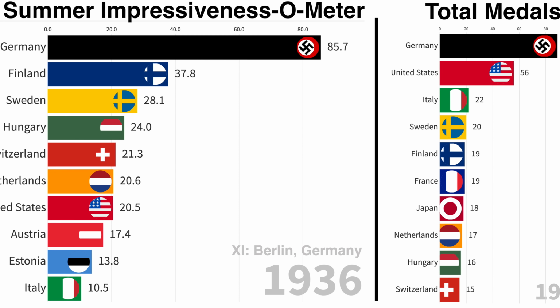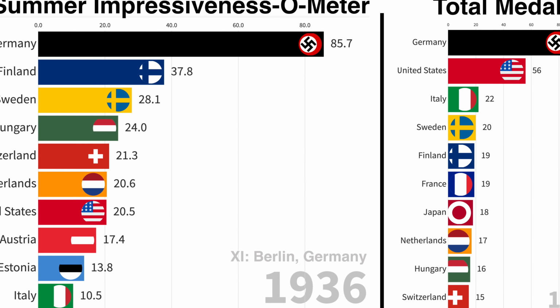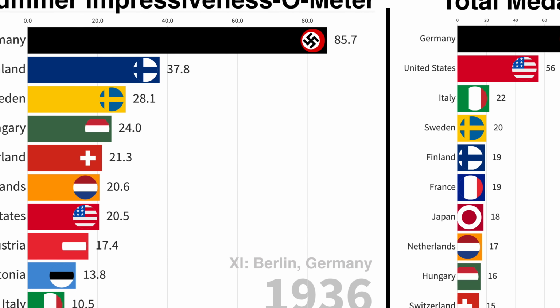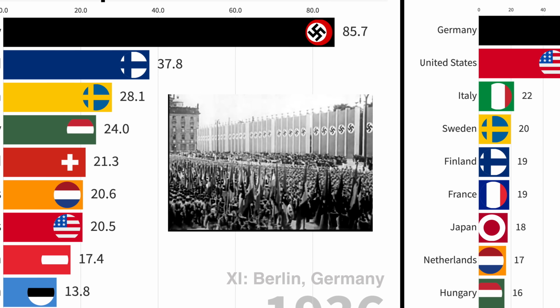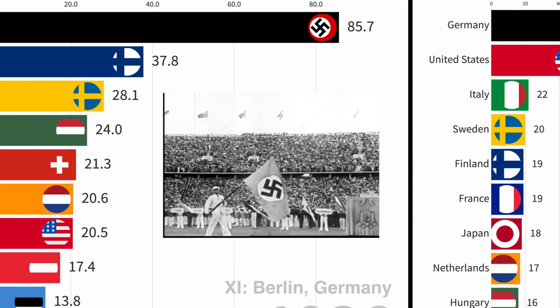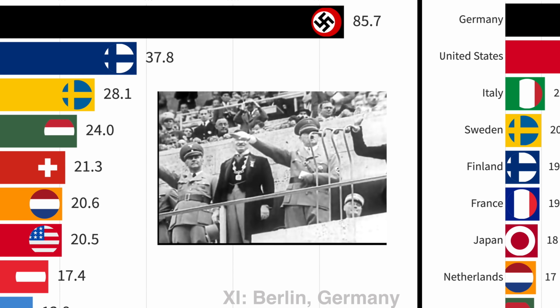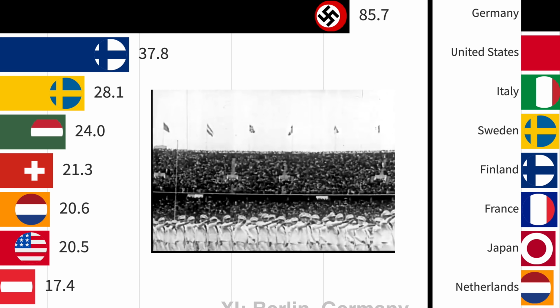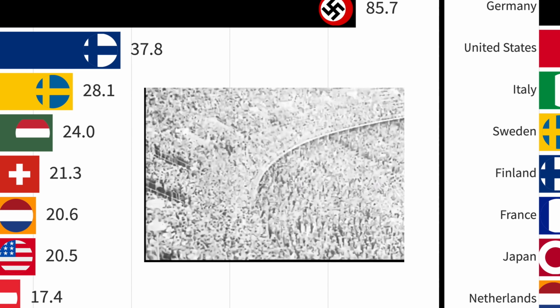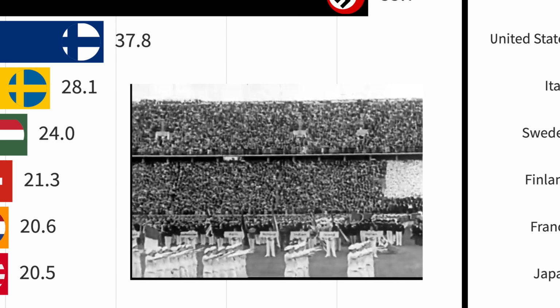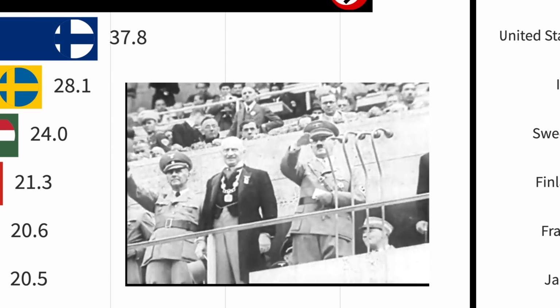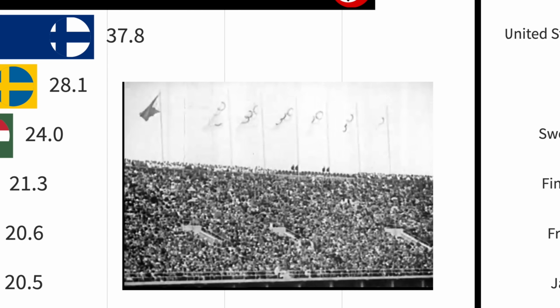And second, one of the many factors that the impressiveness-o-meter doesn't take into account is the political will of a nation's government. In 1936, the Nazis believed that a good performance in the Olympics would demonstrate their racial superiority on the world stage. The 1936 Games are probably the most striking example of how the Olympics can be used to score political points. But it isn't the only example. Not by a long shot.